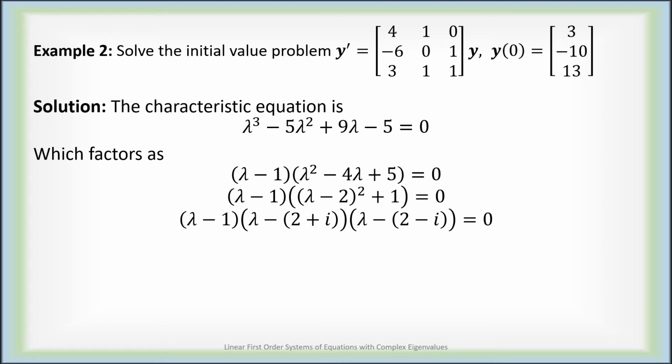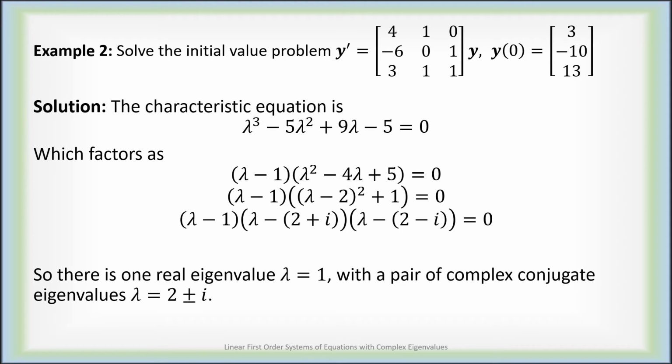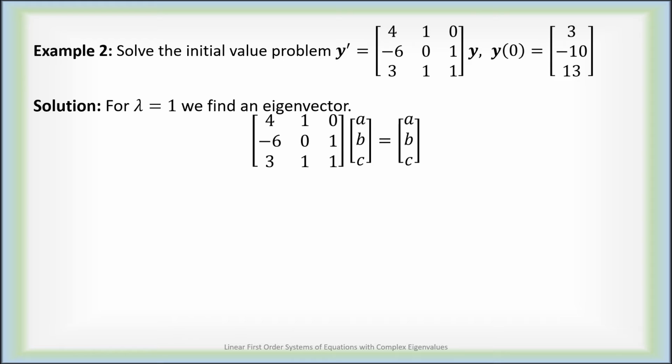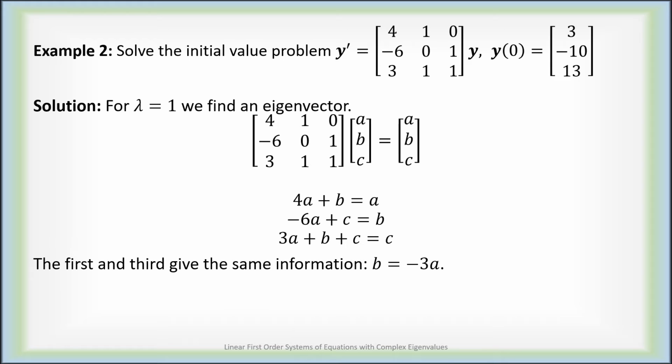Therefore, it has complex conjugate roots 2 plus or minus i. Now there is one real eigenvalue of 1, and then there is a pair of complex conjugate eigenvalues 2 plus or minus i. So for the real eigenvalue of 1, we just need to go ahead and find an eigenvector. So we set it up in the top row, in the second row, and in the bottom row respectively. The first and third equation give the same information. Notice in the third equation the c's cancel completely.